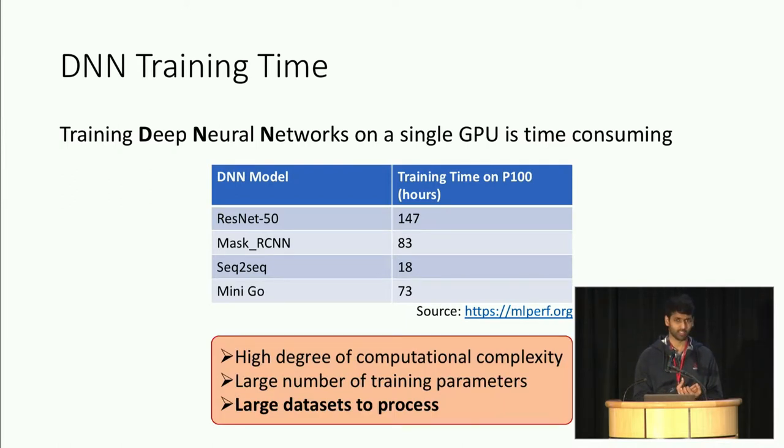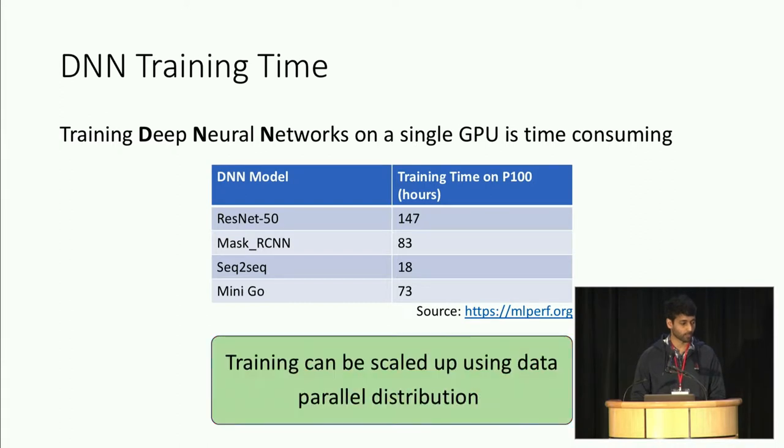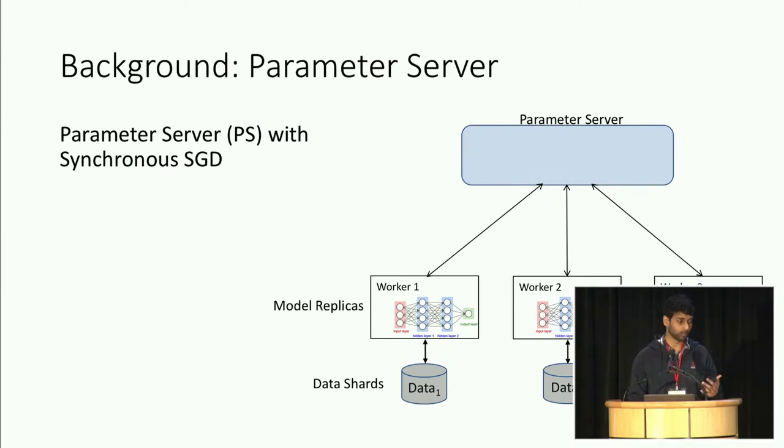First one is the high degree of computational complexity associated with the training algorithm. Second one is the training algorithm has to tune a large number of training parameters, usually of the order of hundreds of millions or even billions. And finally, and most importantly, the algorithm has to process large data sets to achieve reasonable accuracy. Now, fortunately, the training algorithm is highly data parallel and can be taken advantage of to scale on a larger cluster and improve the training performance.